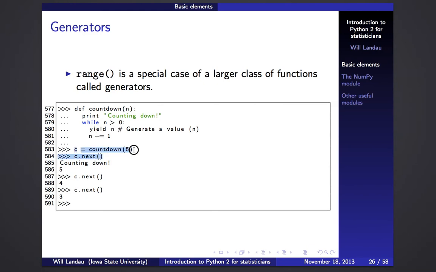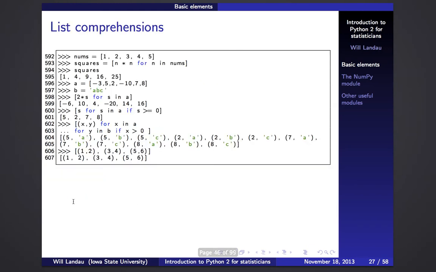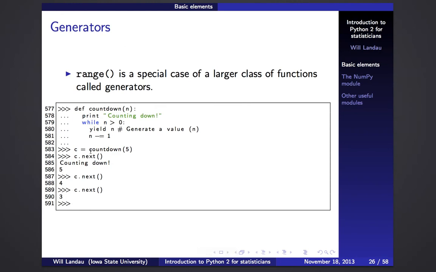So if I have a new countdown object, I call it C, and I call next on it. Next is this function that's common to all iterators. It'll give me the next value, which is 5, and it'll also print this counting down thing because I said to do it here. Each time I call next, it'll print out one value less, a value lower than the last one, rather.